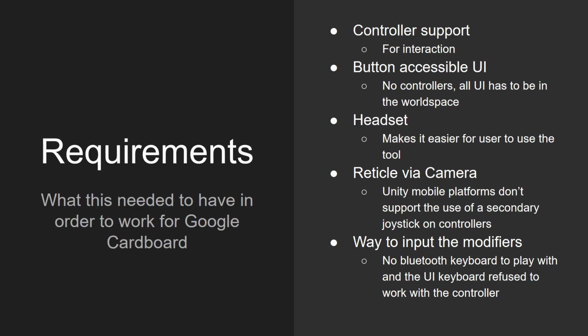A reticle via camera. One thing to note about this, I bring it up later, but Google Cardboard has a prefab for a reticle, but that's it. You can only put it underneath the main camera, nothing else. And Unity, when you port to more mobile platforms, it doesn't support the use of a secondary joystick, so I kind of didn't want to build a crosshair reticle. It just wouldn't be worth it if I can't use a secondary, so it would have to be stuck to the camera. And I needed a way to input modifiers.